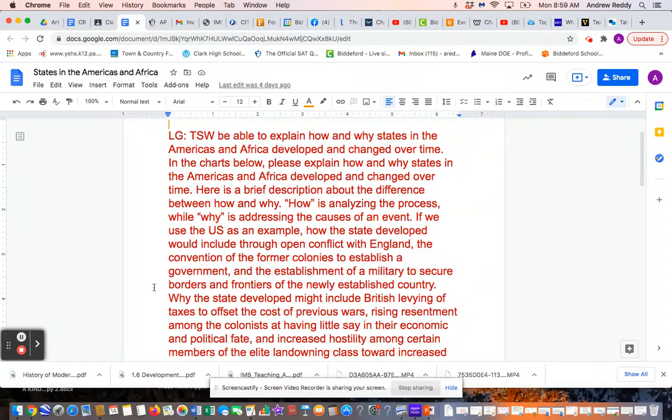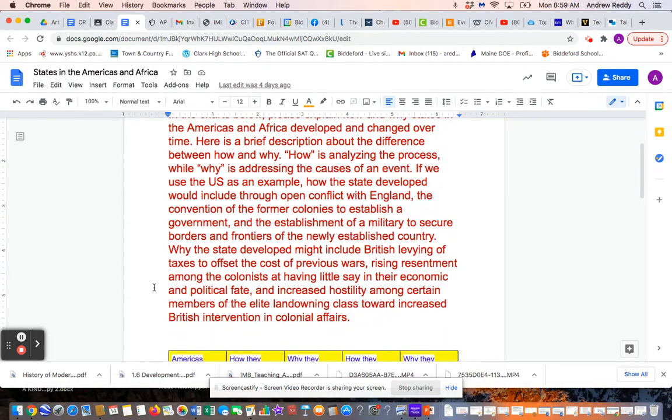That's the how. Now, getting to the why the state developed might include the British levying taxes to offset the costs of previous wars, rising resentment among the colonists at having little say in their economic and political fate, and increased hostility among certain members of the elite landowning class to increased British intervention in colonial affairs. Again, that's sort of the background.